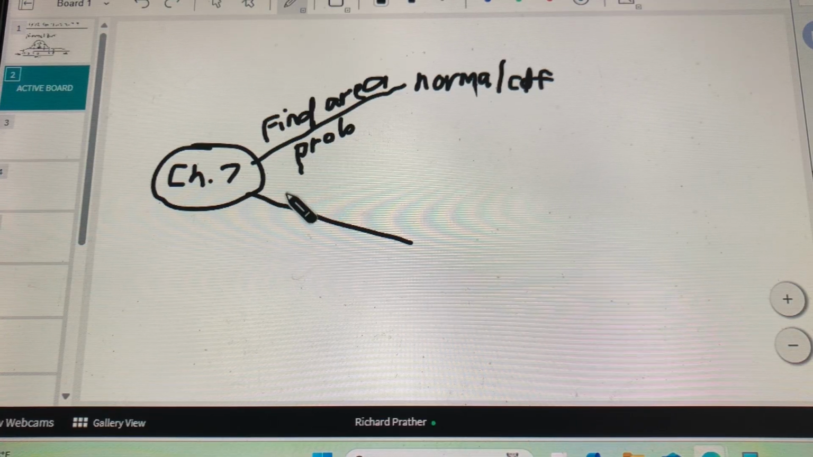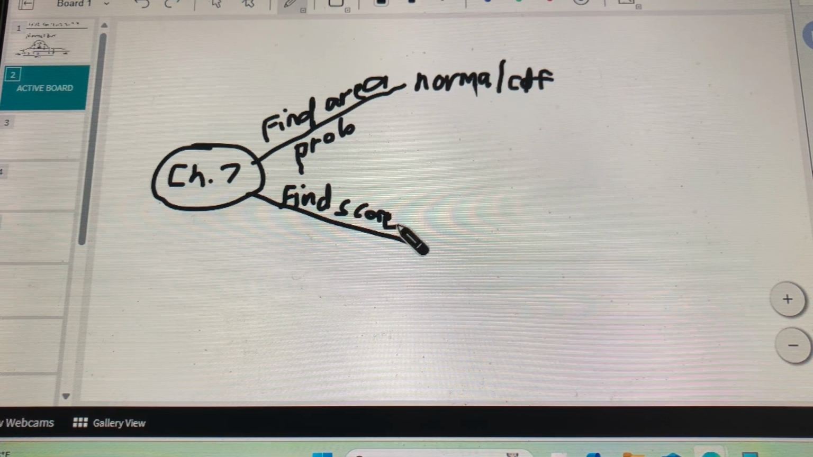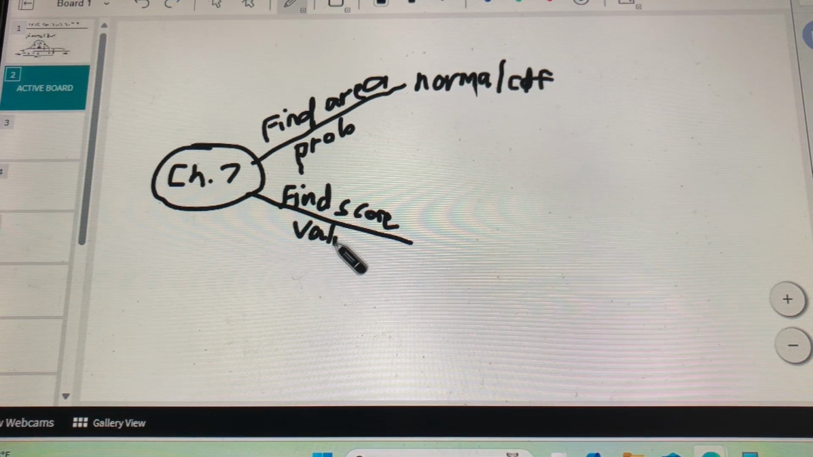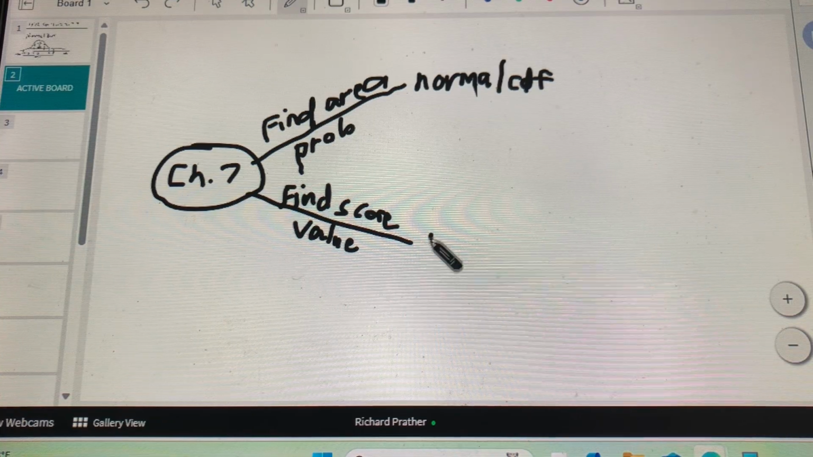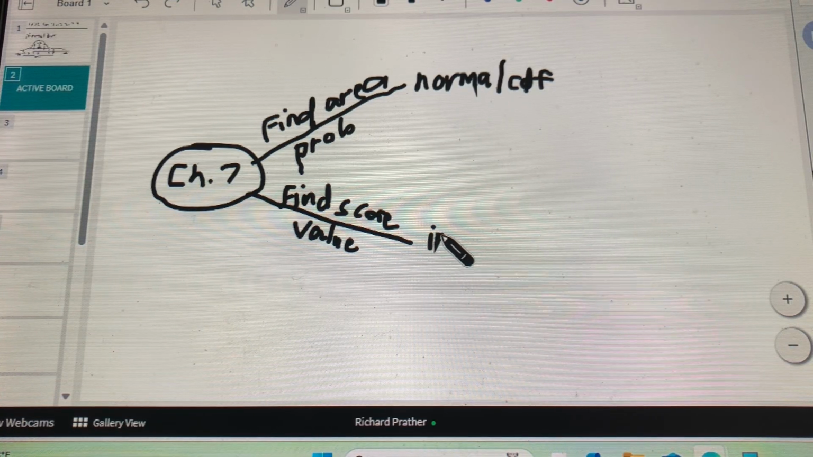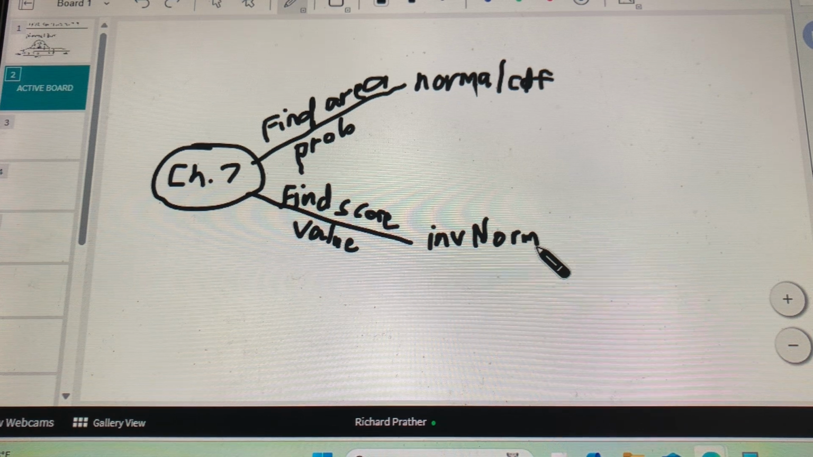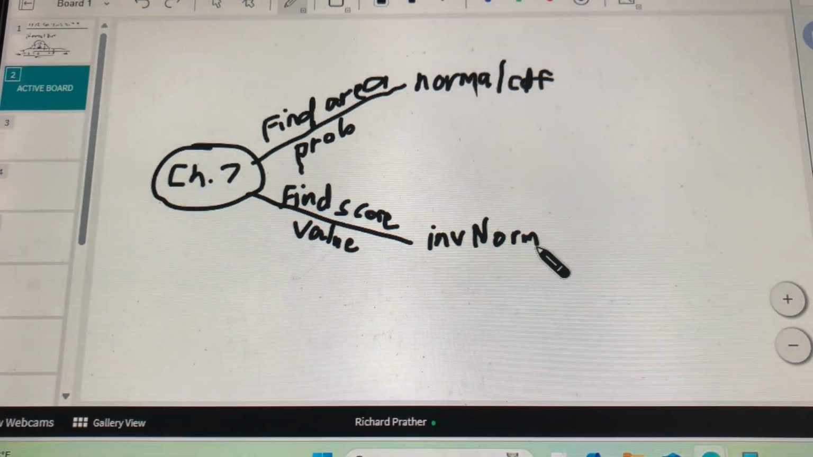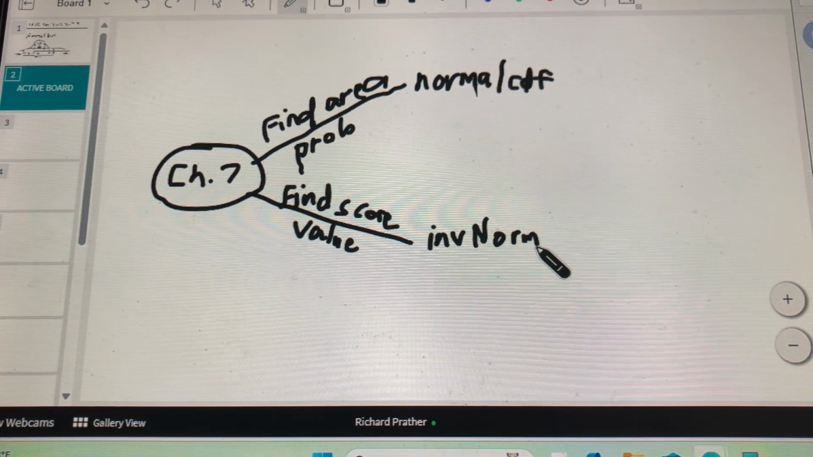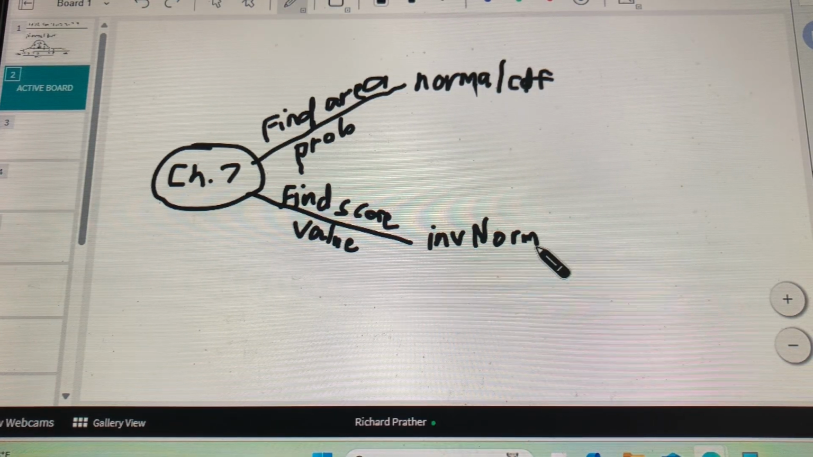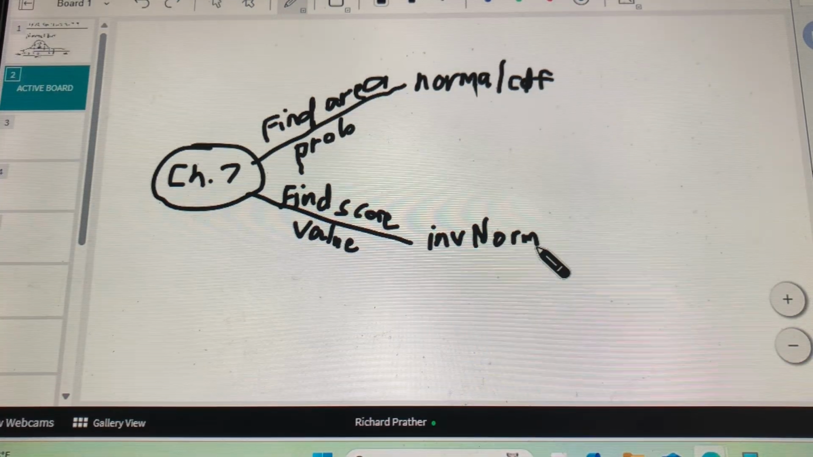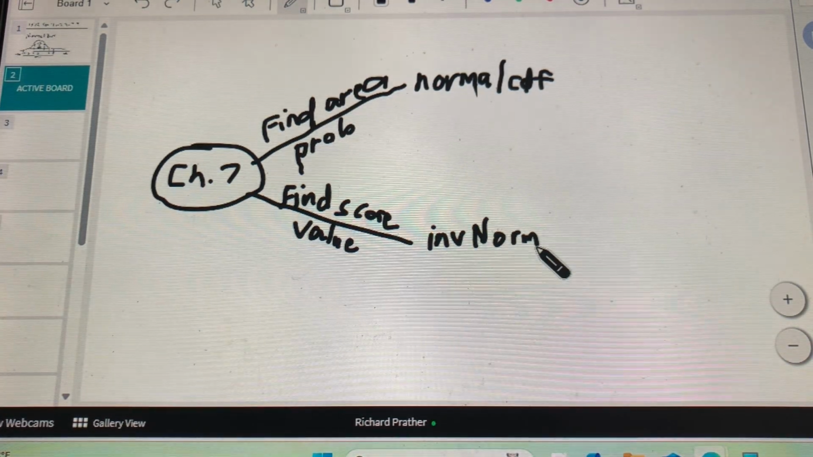Or the other half of the chapter is find a score or value. And then it's literally the opposite case. Opposite, sometimes it's called an inverse. This is called inverse norm. And in both, since they are opposite cases of each other, the part that's given to you that lets you do the problem is the other kind of problem. So either they give you the score or value and you're trying to find area or probability, or they give you the area or probability and you're trying to find the score or the value.